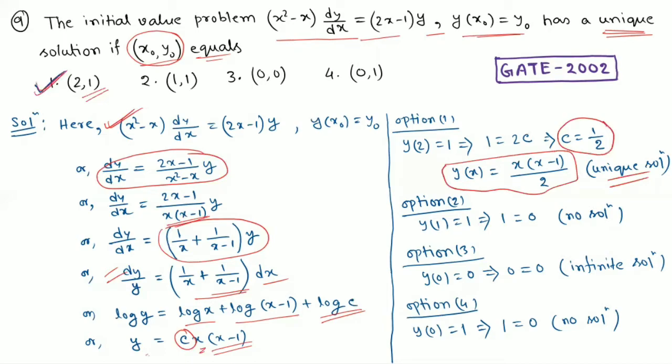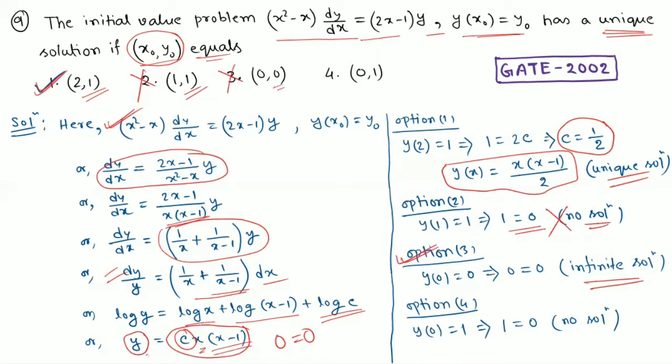Now in option 2, the point is 1, 1. If we put x equals 1, then we are getting the right side is 0, but the left side is 1. So 1 equals 0. This is not possible. So there is no solution. So option 2 is wrong. And in option 3, the point is origin, that is 0, 0. If we put x equals 0, we are getting right side 0 and left side is also 0. So in that case, we will get infinite solutions because C is arbitrary. Not a unique solution. So option 3 is also incorrect.